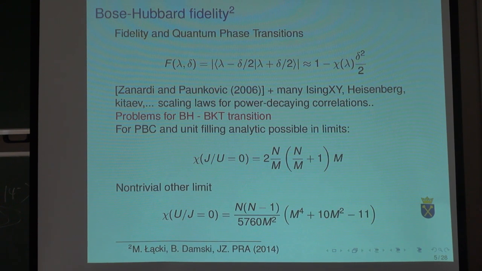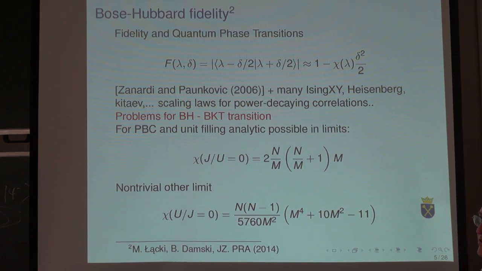This is a general definition. Let me finish the sentence, please. This chi, which is defined by this relation, is called the fidelity susceptibility. The fact that this F of lambda and delta is equal to this is the definition of F.